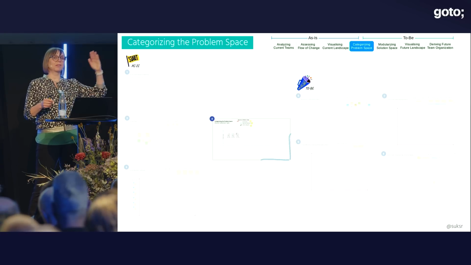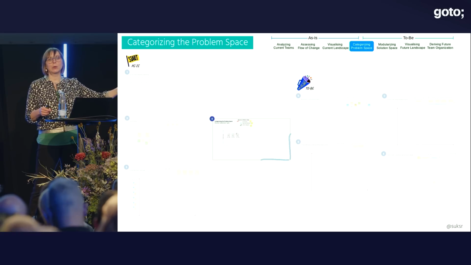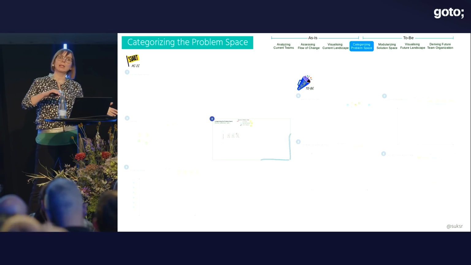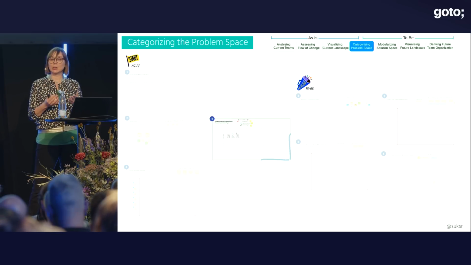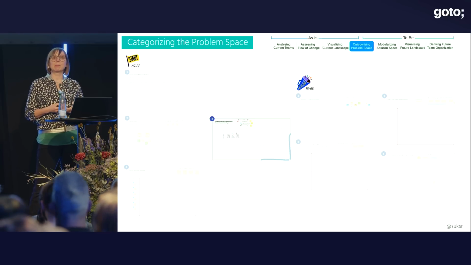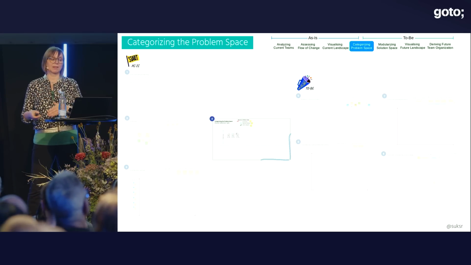So coming from the as-is situation with the current teams, their current responsibilities, ways of working, with their assessed blockers to flow, and also with the current business landscape, we are now gradually blending into the future to-be state by categorizing the problem space. And categorizing the problem space means to divide our problem space into subdomains and bridges the status quo, the as-is, into the to-be situation, the future landscape.